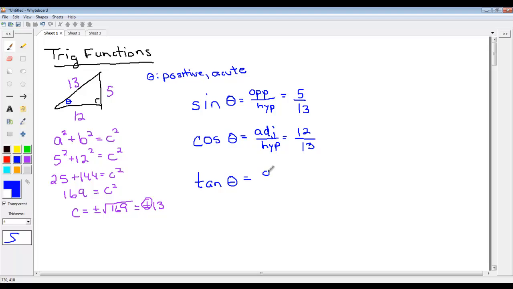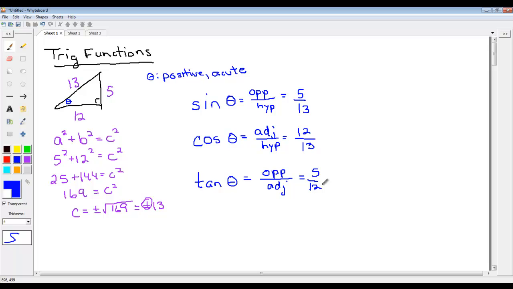And then tangent of theta is opposite over adjacent. So from theta, the opposite side is 5, adjacent side is 12, so we get 5/12. And that takes care of half of the trigonometric functions of angle theta, 3 of them.